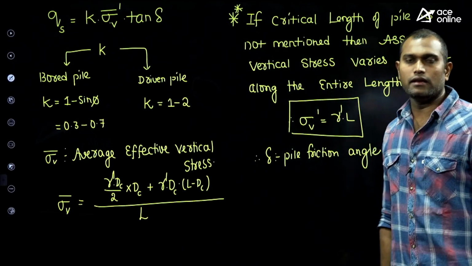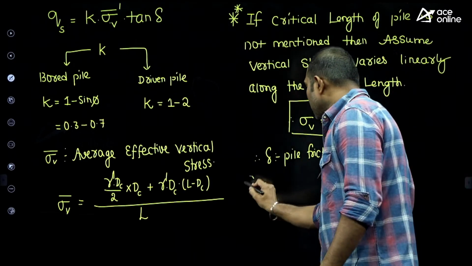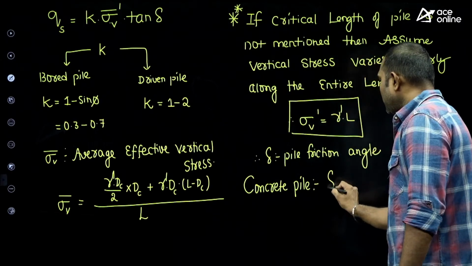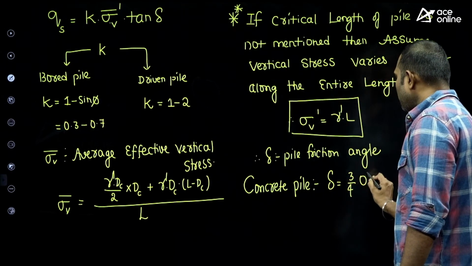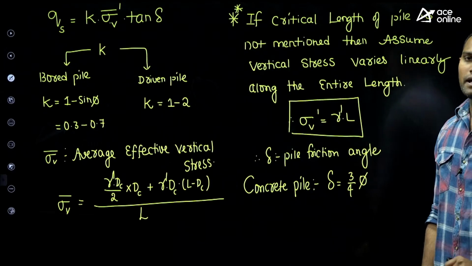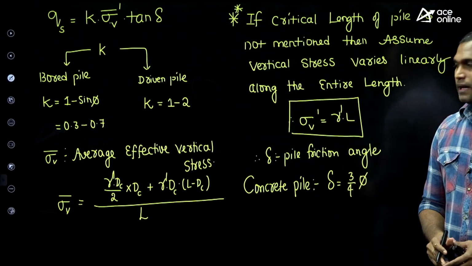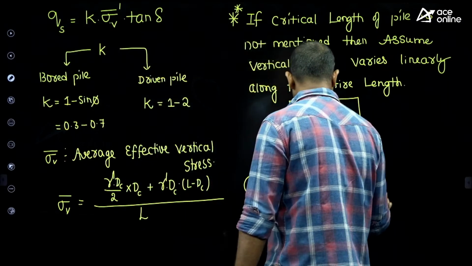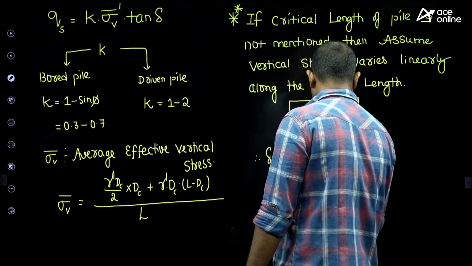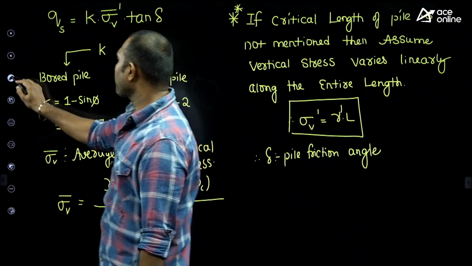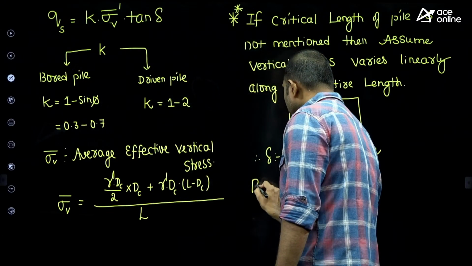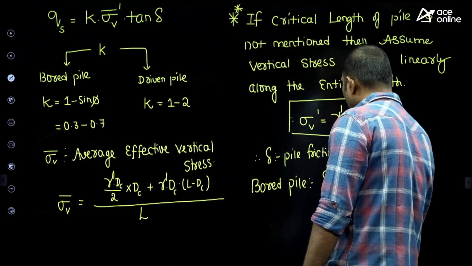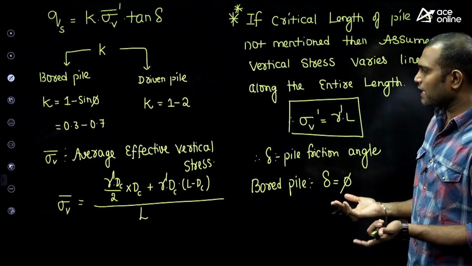Pile friction angle. Generally, for a concrete pile, we take delta as 3/4 of the angle of internal friction. For a concrete pile, delta is 3/4 of phi. And again, here also it depends upon whether it is a bored pile or a driven pile. In the case of the bored pile, delta is equal to phi. In a bored pile, the delta itself is phi.